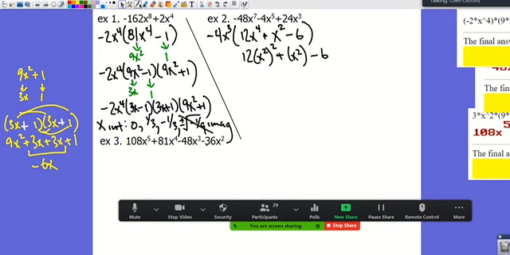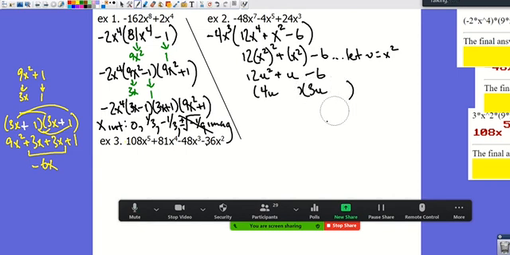Okay. Let u equal x squared. 12u squared plus u minus 6. I get 4u, 3u, and I get plus 3, minus 2. Okay, and I get u equals -3/4 and 2/3.